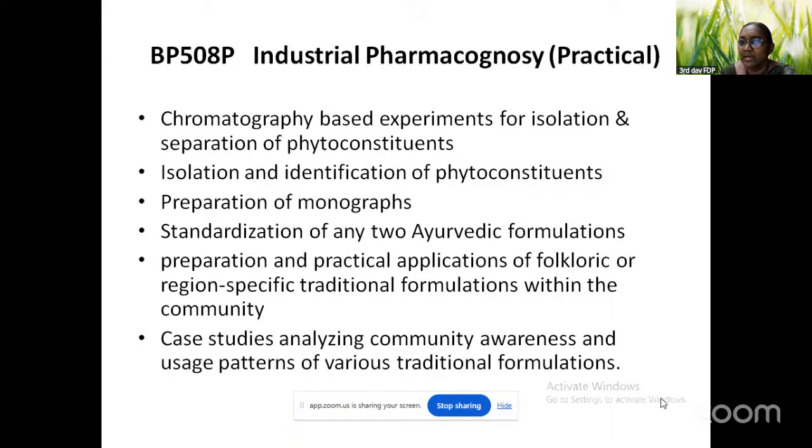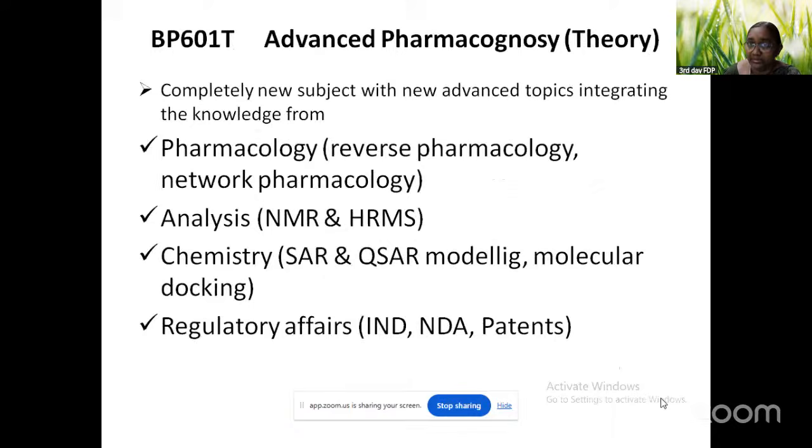So next, the added one is the preparation of a monograph with respect to the listed materials or the listed fruit drugs or the medicinal plants, and standardization of any Ayurvedic formulations, and the preparation and the applications of the folkloric or the region-specific formulations, and lastly the case studies, which analyze the community awareness, their usage patterns and their combinations of the ingredients which are being used by the community on a regular basis.